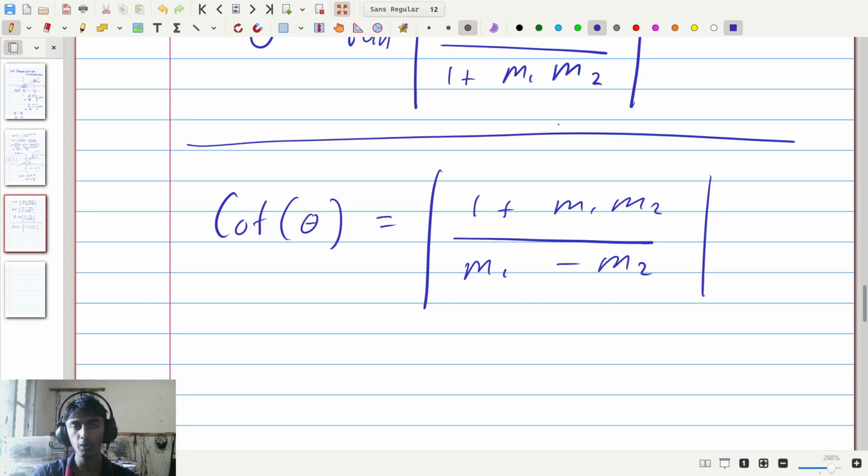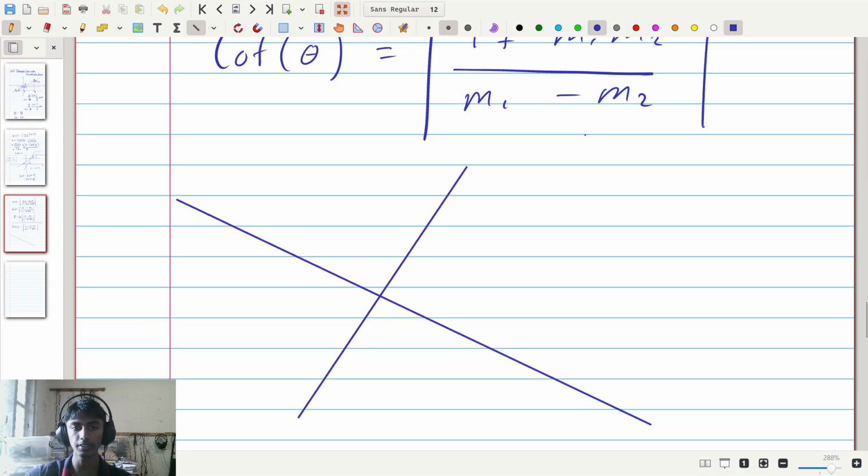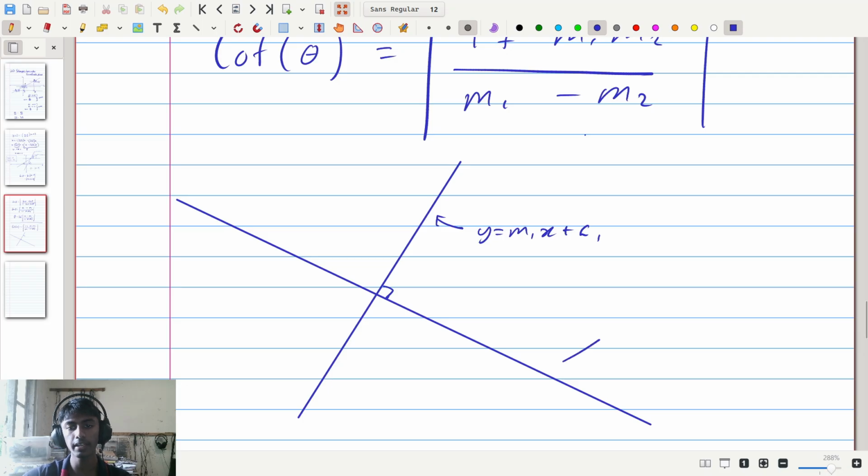Then what we are going to be thinking about is what happens when the two lines are perpendicular to each other, i.e. if we draw out these two lines with their gradient intercept formats, where the two are perpendicular to each other. Here we can see there's 90 degrees in between them. This line, let's say, is y equals m1x plus c1, and this line here is y equals m2x plus c2. Given this condition, we can see the angle between the two is equal to 90 degrees.